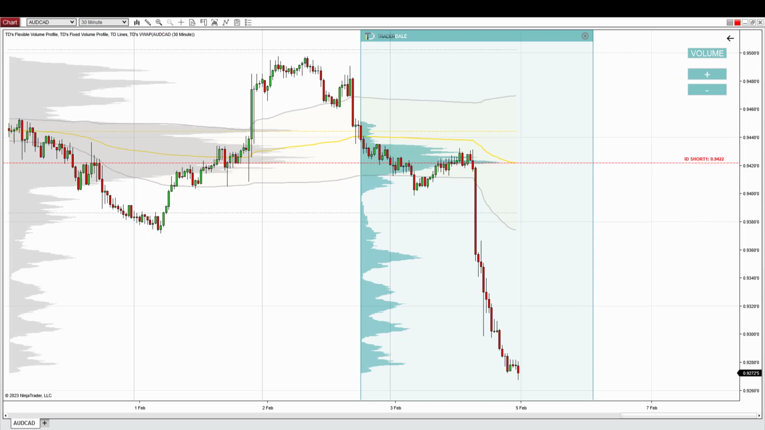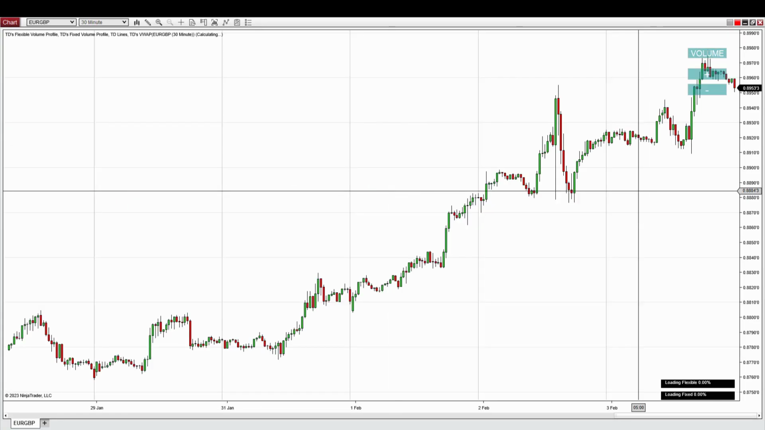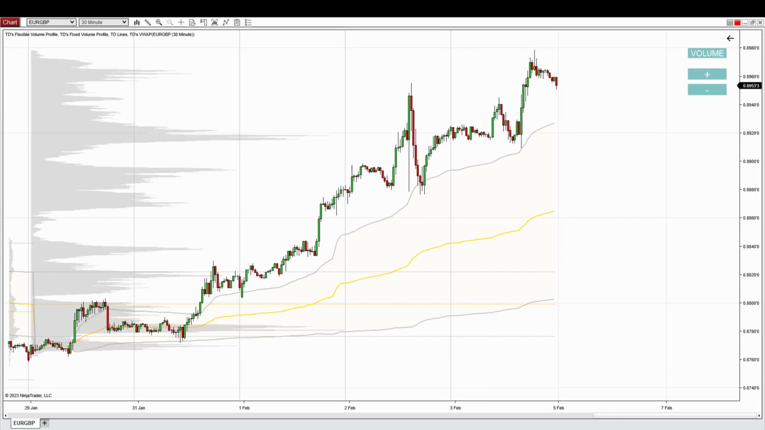All right, so that's why I think that this will be a good trading opportunity on the Australian dollar, Canadian dollar. Now let me switch over to another chart. The next one will be the Euro British Pound. Now what I have in here is a 30-minute chart of the Euro British Pound.